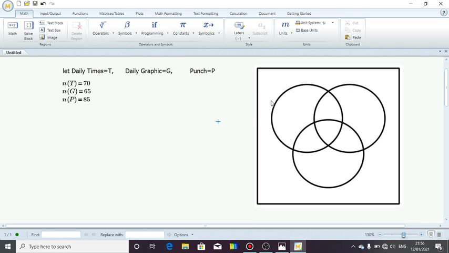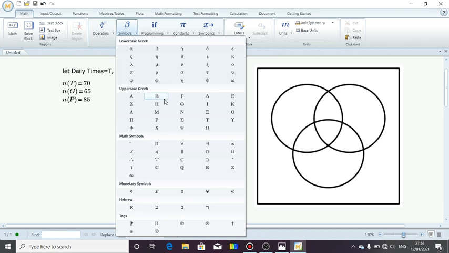So let's fill this up. Okay, let's label the values now. The universal set is not given, so the universal set is always somewhere here. Let me get the symbols for all this information. Most times for universal sets, we use this symbol. Let me look for it among the symbols here.